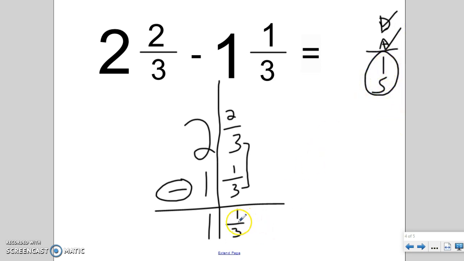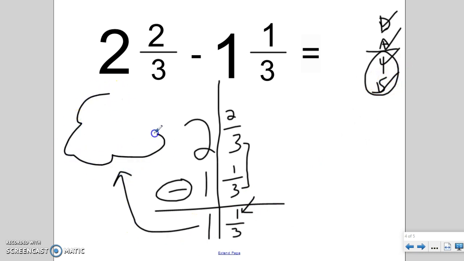Is the fraction part improper? No, 1 is a smaller number than 3, so we're good there. And simplest form, I can see 1 and done, so I'm good there too. So if I think to myself, okay, what's my final answer? I have 1 whole, plus I have another 1/3, so it would be 1 1/3.